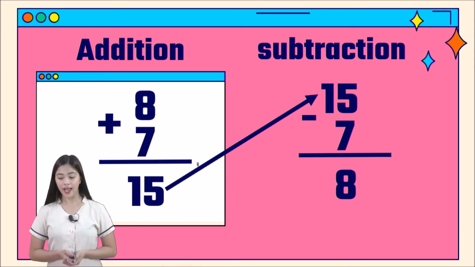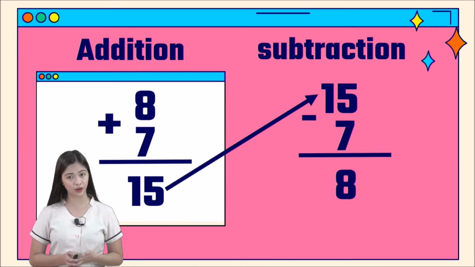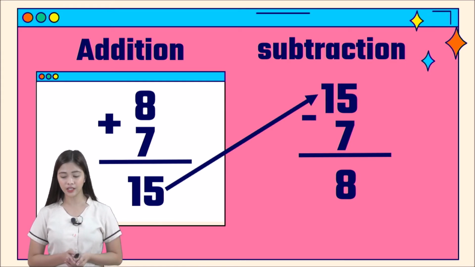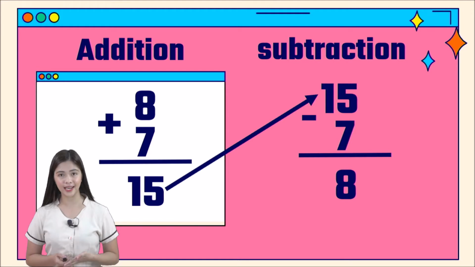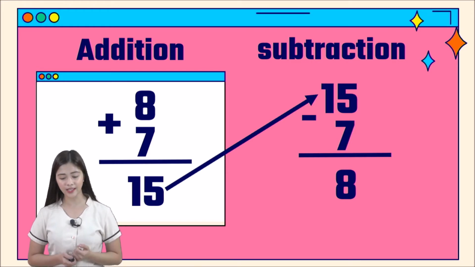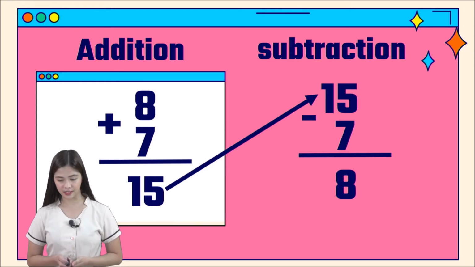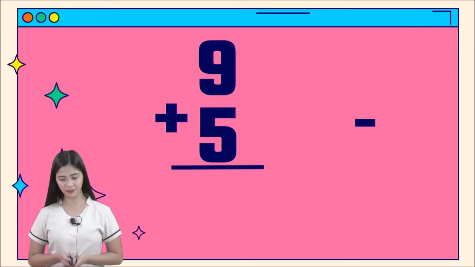Okay? And in the subtraction sentence, the addends can be either the subtrahend or the difference. As you can see in our subtraction, we have 15 as the minuend, and we use 7 as the subtrahend, and the other addend, which is number 8, becomes the difference. So let's have another example.